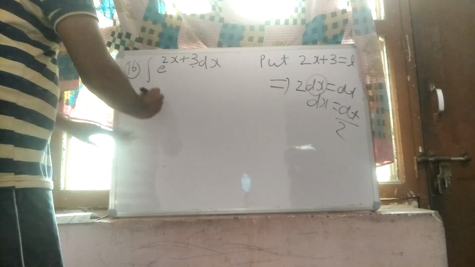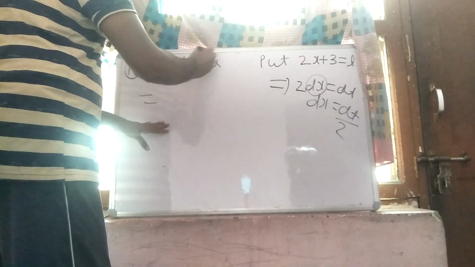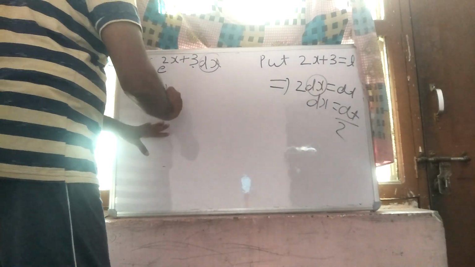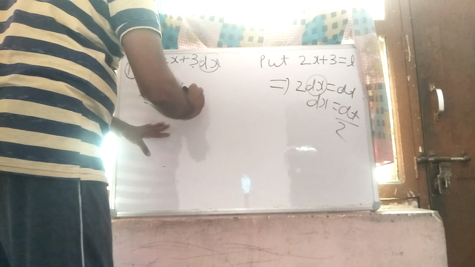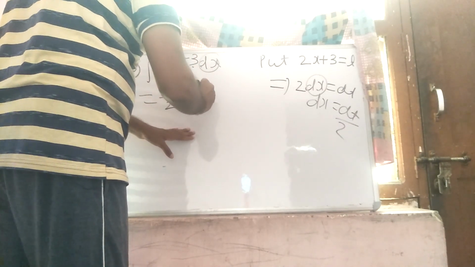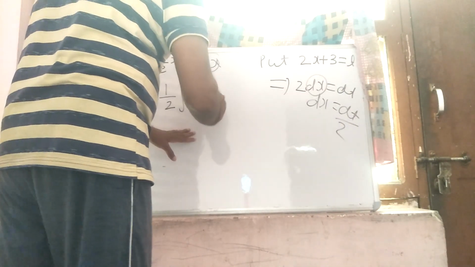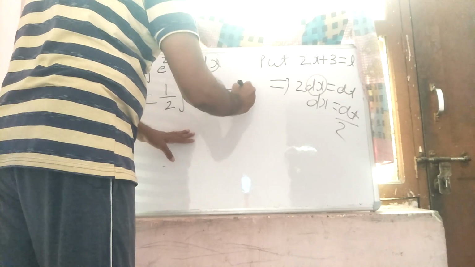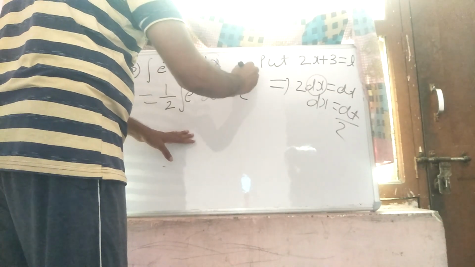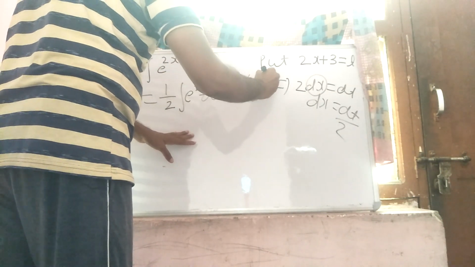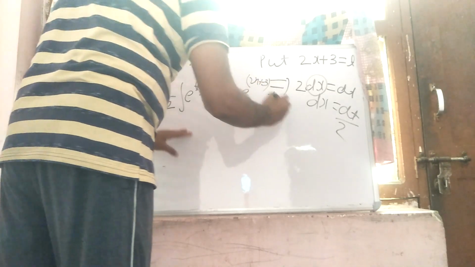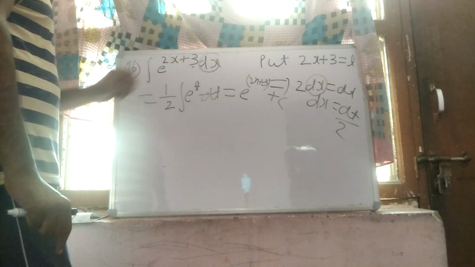Here, what is the value of dx? It is dt upon 2, so 1 upon 2 is a constant. This is the simple form, e to the power t dt. We know that the integral of e to the power t is e to the power t, which is e to the power 2x plus 3, plus c.